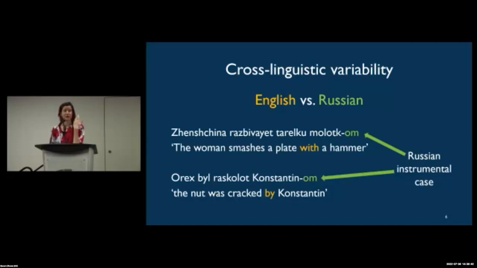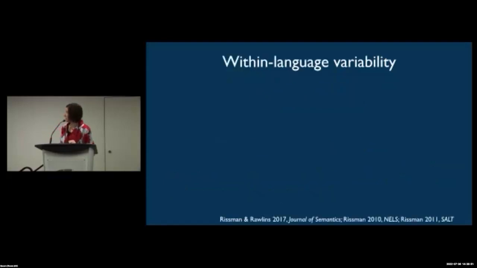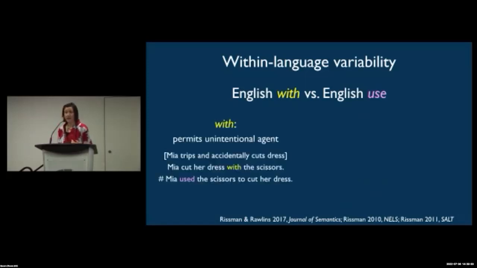But we need look no further than English to see variability in the types of meanings that different instrumental markers express. In some of my previous work, I've noted this contrast between English "with" and English "use," which are both taken to introduce instruments in English. "With," on the one hand, permits an unintentional agent. If you have an event where Mia trips and accidentally cuts her dress, you could say "Mia cut her dress with the scissors," but it sounds a lot worse to say "Mia used the scissors to cut her dress," where this little hash mark indicates infelicity. So there's a contrast there.